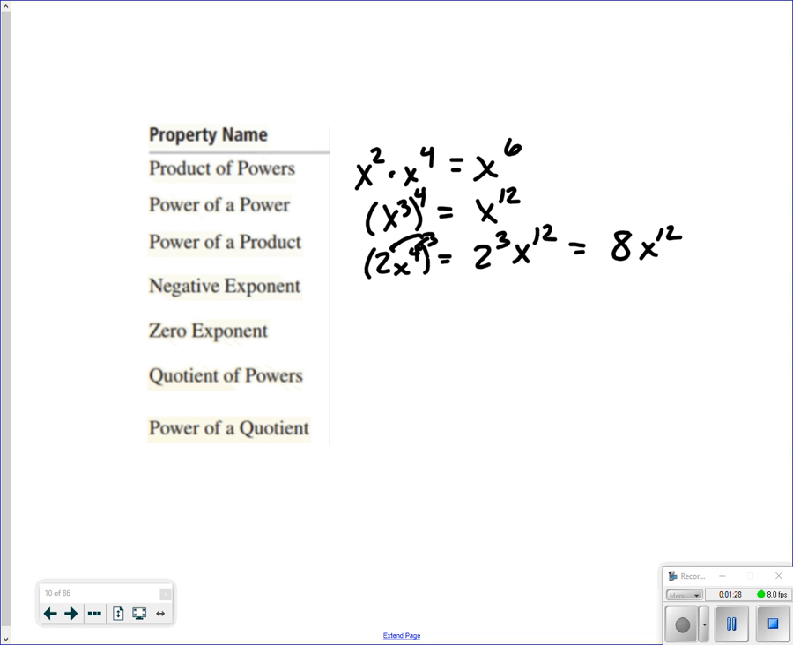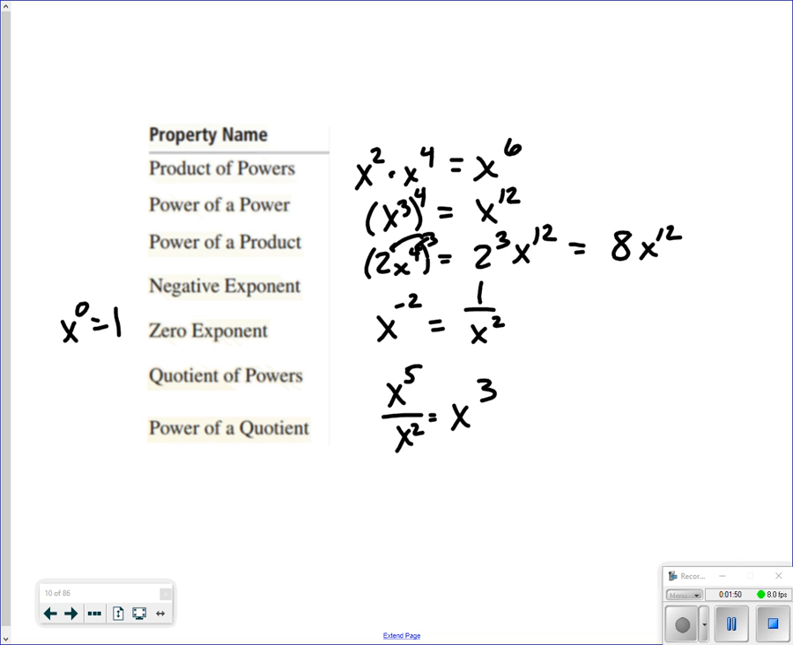Now, negative exponents. So what happens if I had like a negative power? Well, that means reciprocal. We kind of talked about that in section 5.1. Zero exponent. That means anything to the zero power is 1. Quotient power. So what if I had x to the fifth being divided by x to the second? Well, you take the two exponents and you subtract.